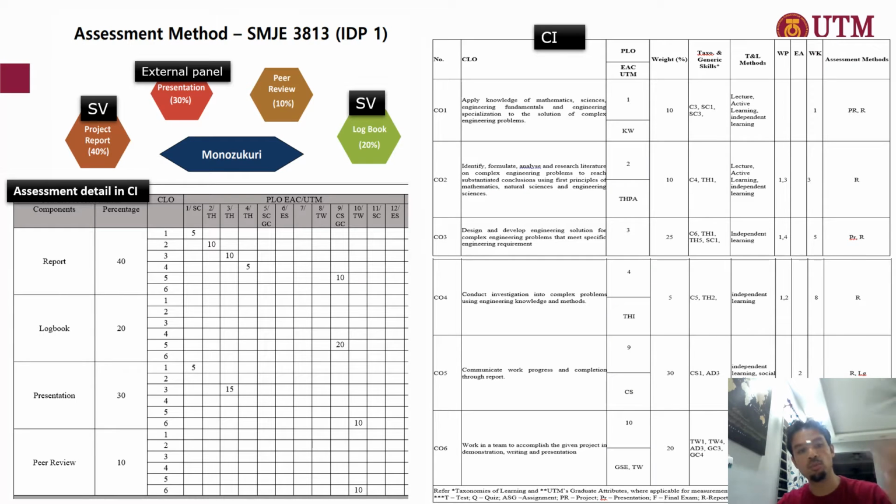Okay, so let's move to our IDP1, or I can say the Monozukuri project, which is called 3813. What is Monozukuri? Monozukuri is a term in Japanese for craftsmanship training for students to improve their skills. So we are divided by 4 here. This is our assessment. We have a supervisor for 50% of marks, external panel 30%, peer review 10%, and the supervisor for the logbook, which is a progress update, for 20%.